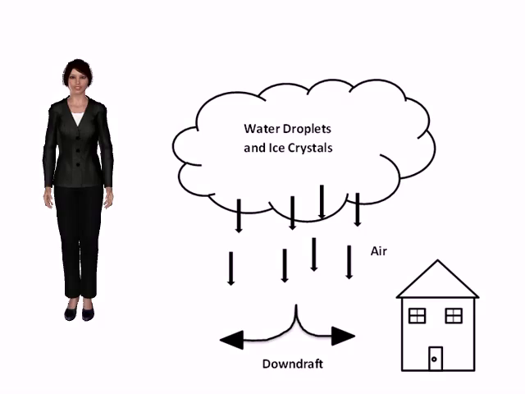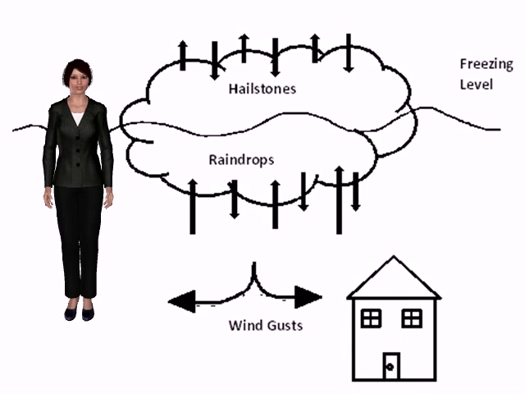As raindrops and ice crystals fall through the cloud, they drag some of the air in the cloud downward, producing downdrafts. When downdrafts strike the ground, they spread out in all directions, producing the gusts of cool wind people feel just before the start of rain.